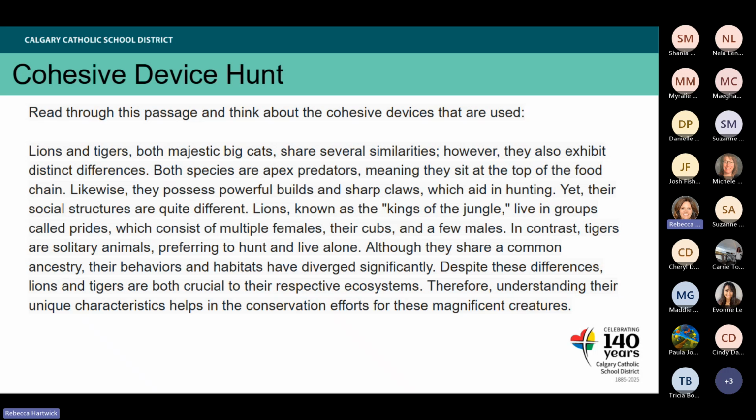So there you go. I'll give you just a little time here to think about the cohesive devices that you see. So again, we're looking at connecting words, pronouns, and reference words that help sentences relate to each other. And I've got the answer key on the next slide here, so I'll just give you a few more seconds.